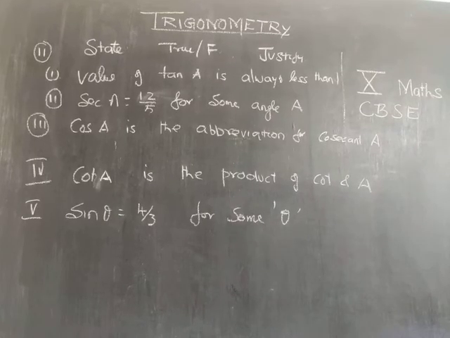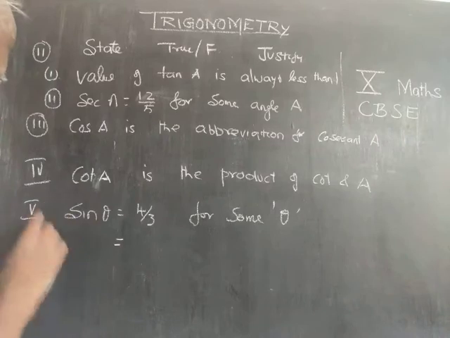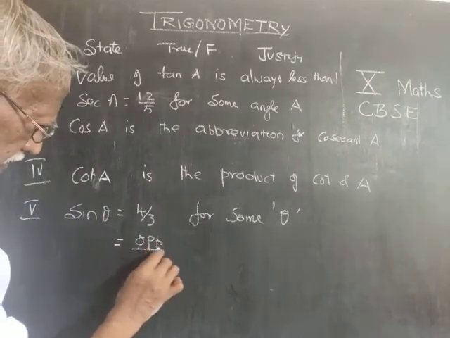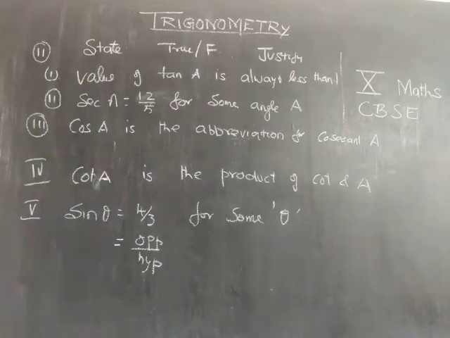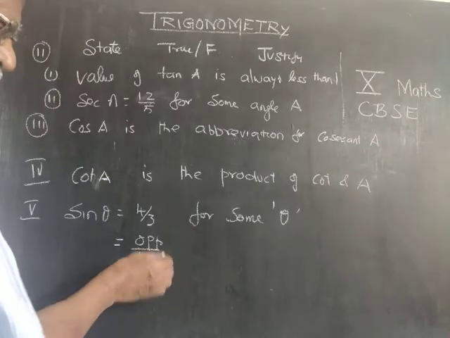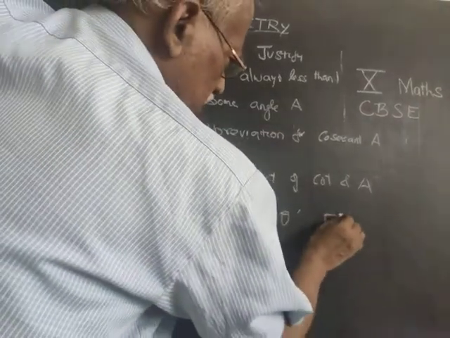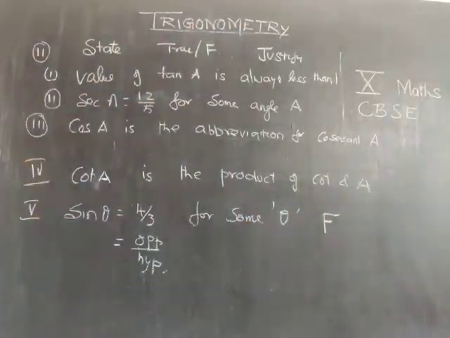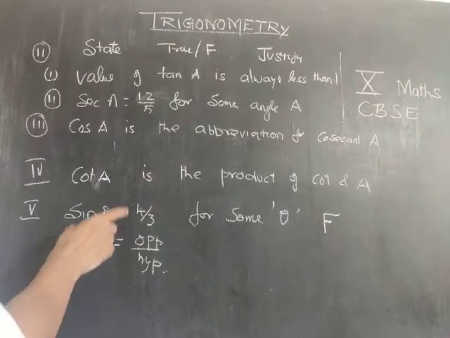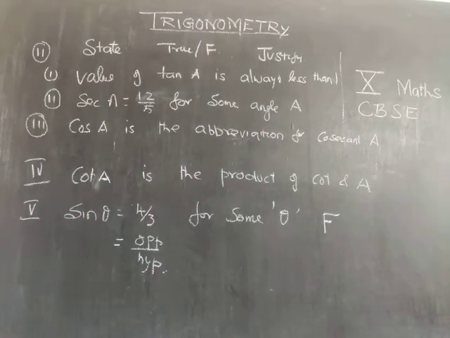I am going from the bottom, that is, from here I will discuss. Sin theta is 4 by 3. Is it true? That's the question. Can it be true? What is sin theta? Sin theta we said is opposite side by hypotenuse, and we know that the hypotenuse is the longest side. Therefore, the hypotenuse must be more than the opposite side, whereas here the opposite side is more than the hypotenuse. How can it be? So it is false. We have to justify: the hypotenuse is the longest side, so opposite by hypotenuse cannot exceed 1, hence it is false. So that subdivision is over.